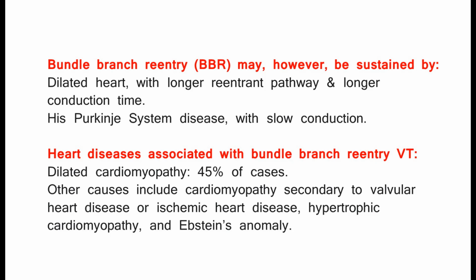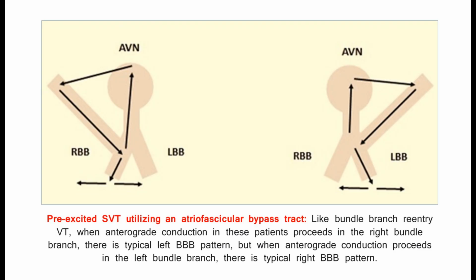Other causes include cardiomyopathy secondary to valvular heart disease or ischemic heart disease, hypertrophic cardiomyopathy, and Ebstein's anomaly. Pre-excited SVT utilizing an atriofascicular bypass tract, like bundle branch reentry VT: when anterograde conduction in these patients proceeds in the right bundle branch, there is typical left BBB pattern, but when anterograde conduction proceeds in the left bundle branch, there is typical right BBB pattern.